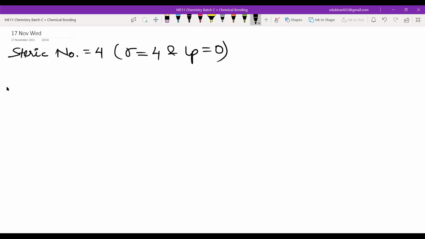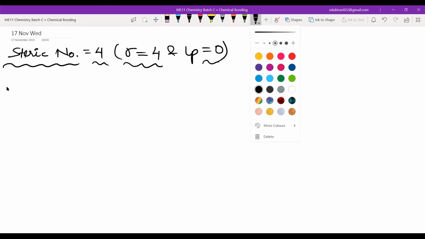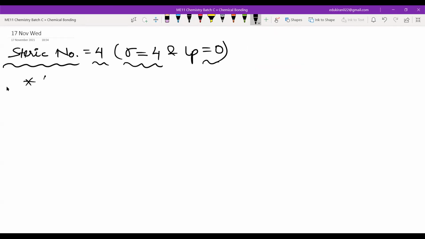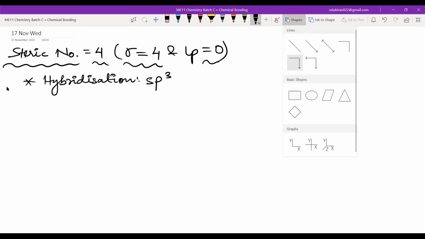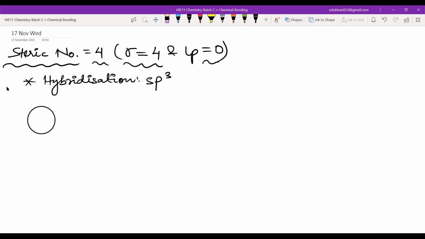So in this, first of all, what we have to do, we have to write the hybridization, right? If the steric number is 4, the hybridization is always sp3. So number 1 part is hybridization. Hybridization is sp3. Now, when you have sp3 hybridization, you will get one s orbital, and the other 3 will be the p orbitals.